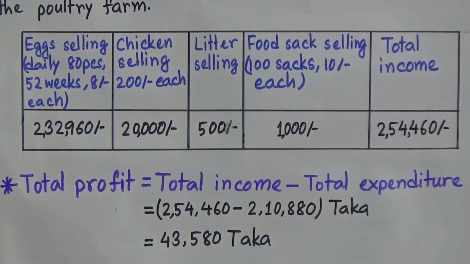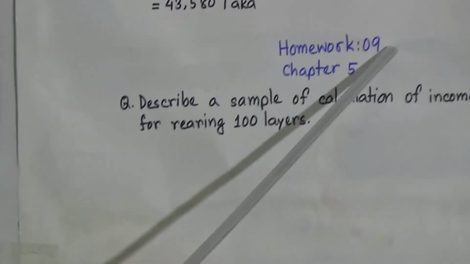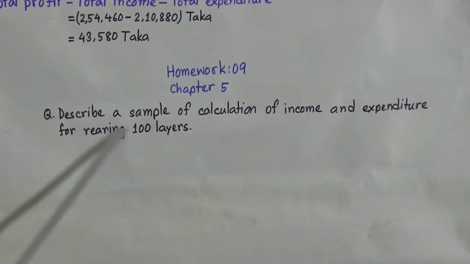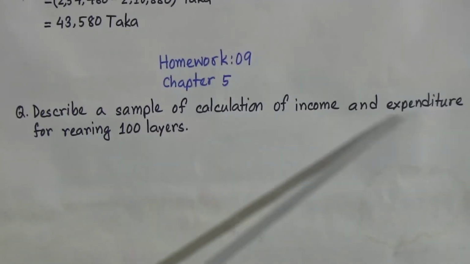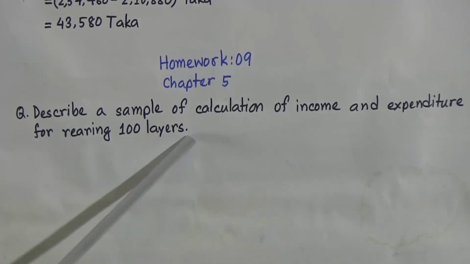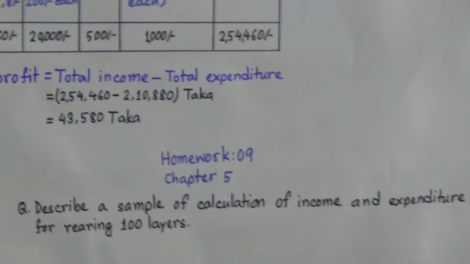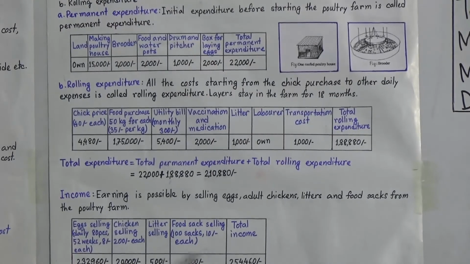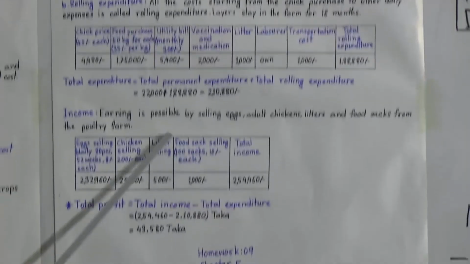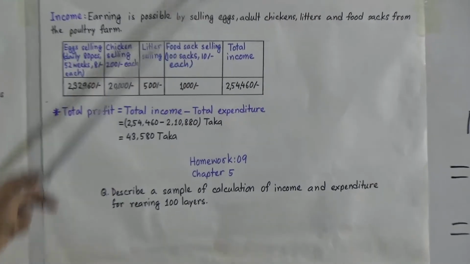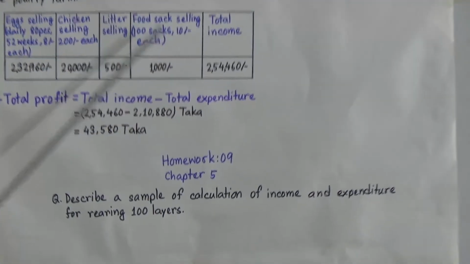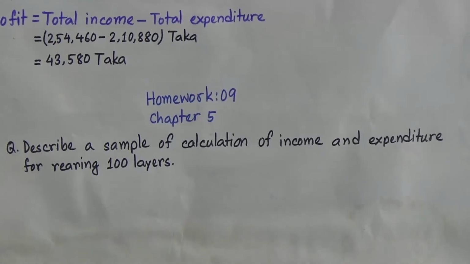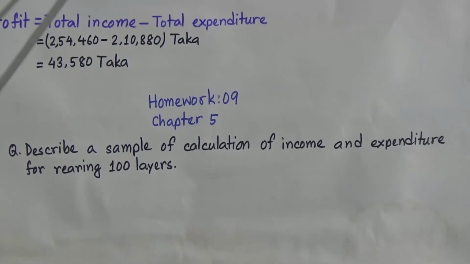And dear students, there is homework number 9 from chapter 5. Describe a sample of calculation of income and expenditure for rearing 100 layers. You can follow this chart and make your own answer, but you will follow this method to calculate the income and expenditure of rearing 100 layers. You can change the amount wherever you need.